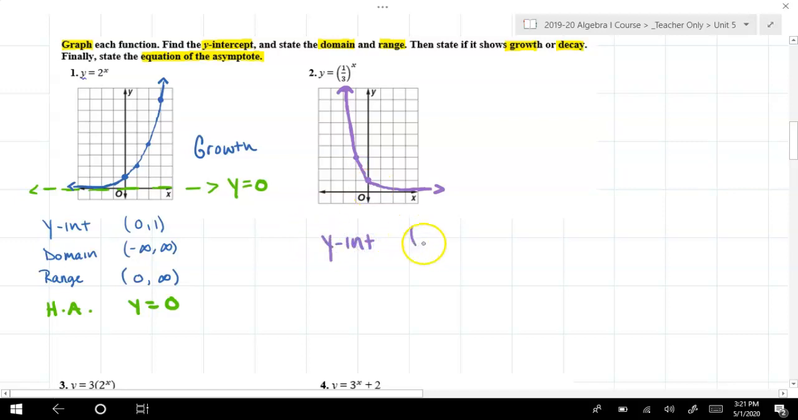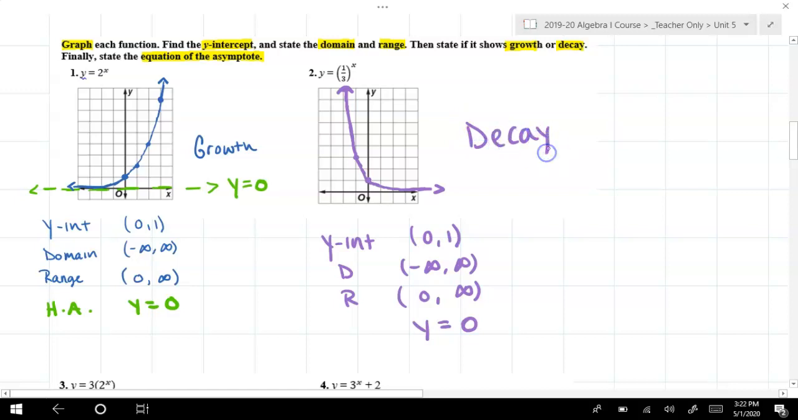This equation is declining. The y-intercept is 0, 1. The domain, for all exponentials, is negative infinity to positive infinity. The range again is 0 to infinity. It's leveling off at the x-axis. So the horizontal asymptote equation is also y equals 0. And this graph shows decay.